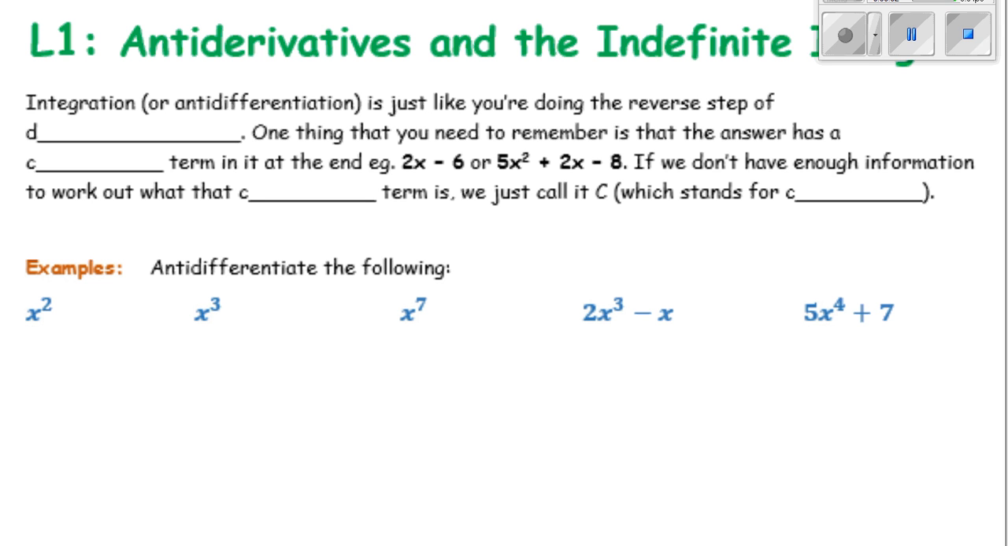Antiderivatives and the indefinite integral. Okay, integration.